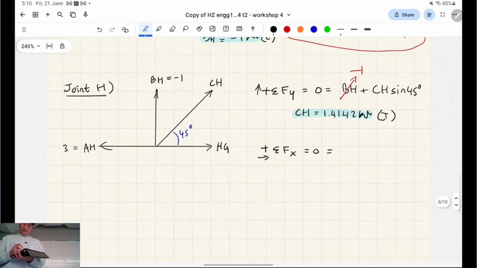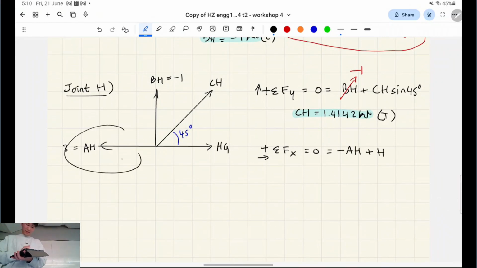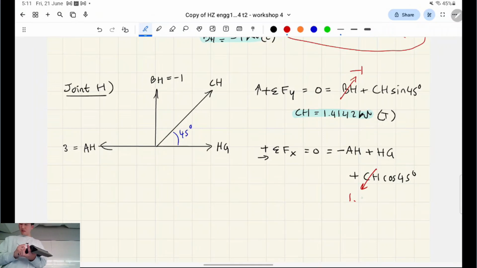And Fx, negative AH, that's that one there, HG and CH, the horizontal component, which is cosine. We're going to replace CH with the value we just found out. And we're going to replace AH with the value we calculated back when we analyzed joint A, right? So we really only have HG to solve for here, which will give us 2 kilonewtons in tension, right?